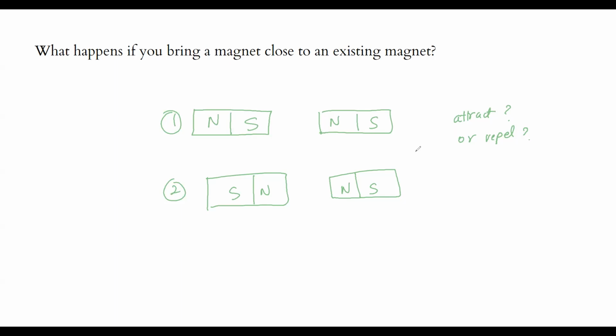Right, in the first case, the close by poles are south pole and north pole, and since the poles are opposite, they will attract. And in the case where we have a north pole and a north pole, or a south pole and a south pole, close by, then they will repel.